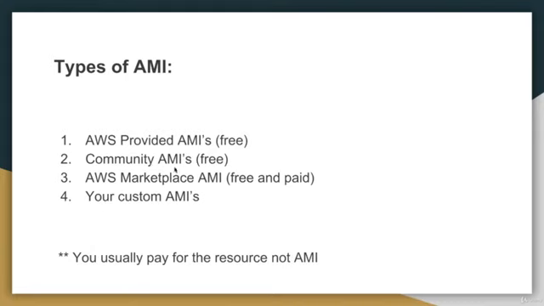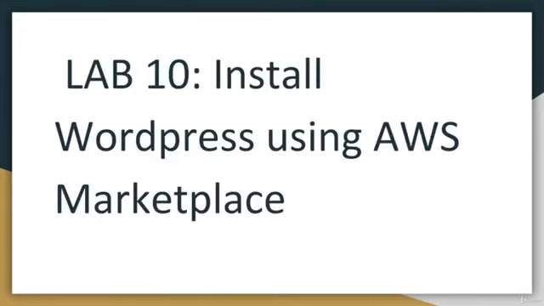Community AMIs when we launched the instance store backed EC2. Custom AMIs when we created a golden image, but we haven't used the marketplace so far. So for lab 10, we will install WordPress using AWS Marketplace.